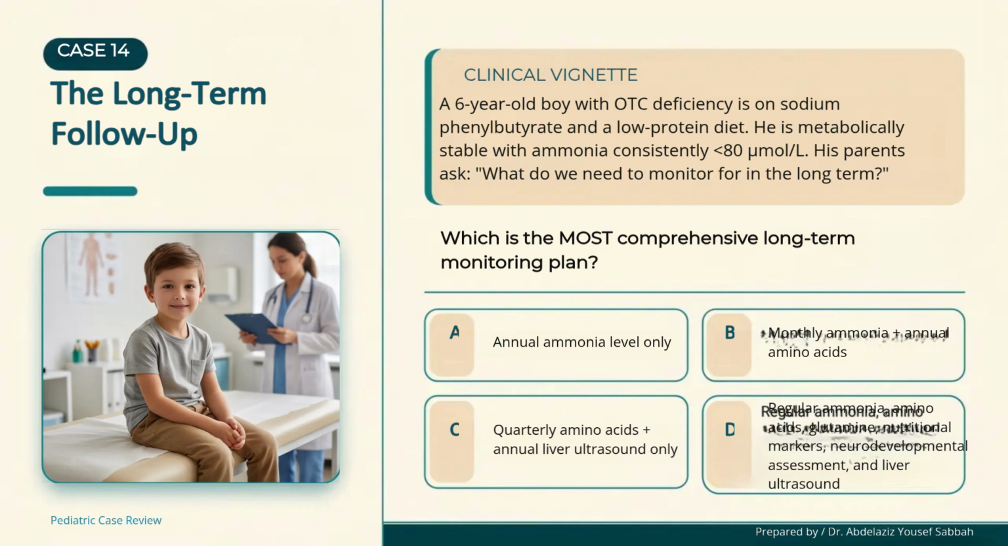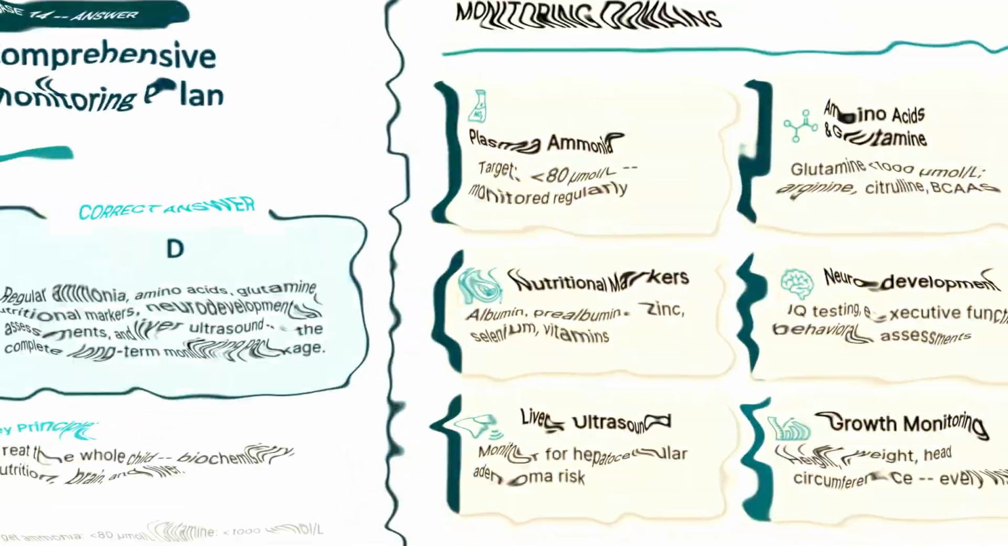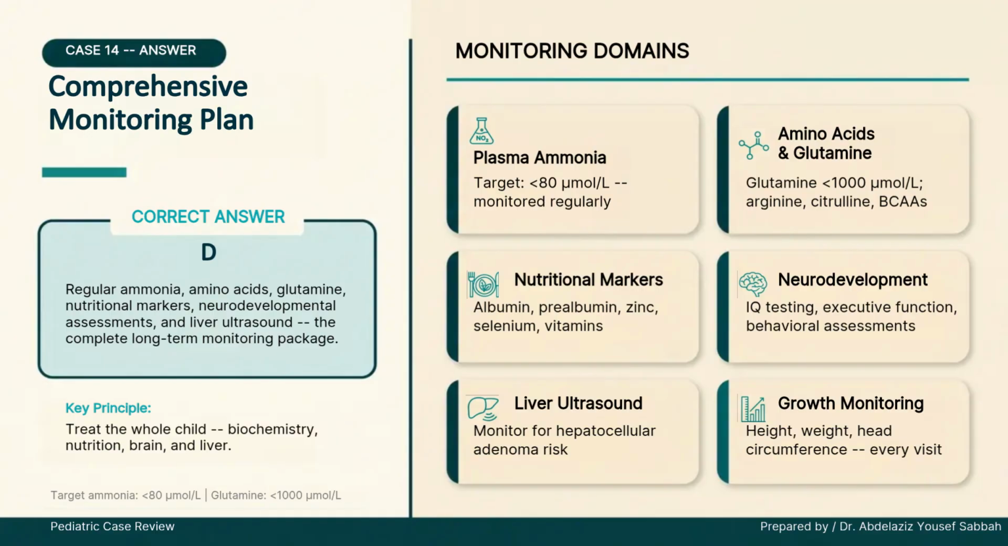A 6-year-old boy with OTC deficiency on sodium phenylbutyrate and a low-protein diet is metabolically stable, ammonia consistently under 80. His parents ask what needs to be monitored long-term. Which option is the most comprehensive monitoring plan? The answer is D, regular ammonia, amino acids, glutamine, nutritional markers, neurodevelopmental assessment, and liver ultrasound.